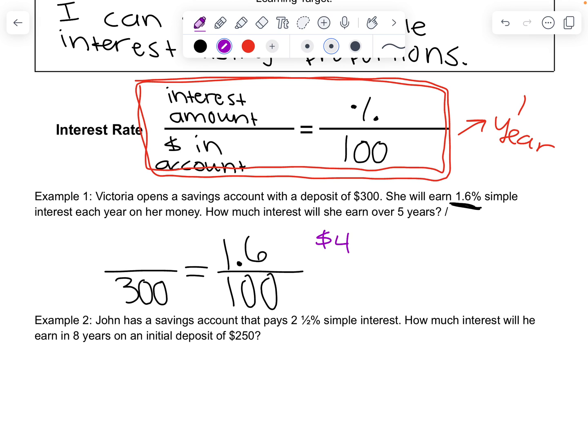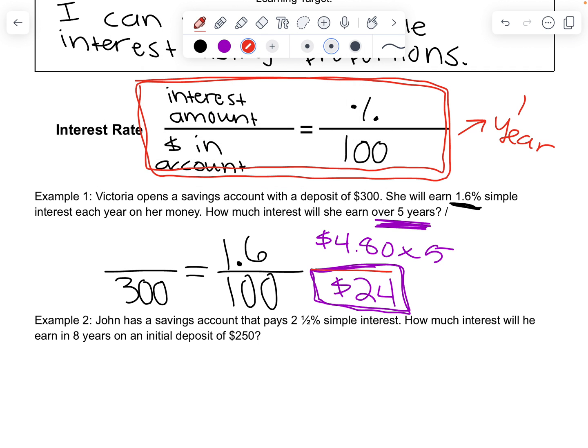So that means every year, Victoria is just going to get a free $4.80 just for keeping her money at the bank. However, she's doing it for 5 years, so I need to multiply it by 5, and we get $24. So that means if Victoria put $300 in the bank and just kept it there for 5 years, she's going to get a free $24.